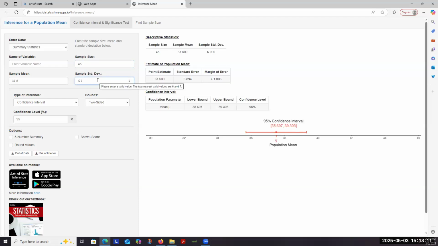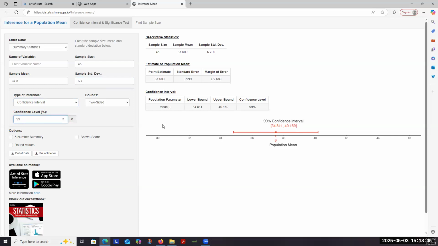Then you see we are going to use confidence interval. If it is going to be a hypothesis test, you change it. The significance test you use when alpha is given to you and you want to do a hypothesis test. But confidence interval is the one that we are interested in. Then we have to put the confidence level. The confidence level is 99%.